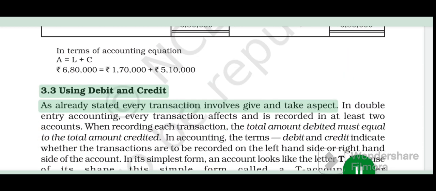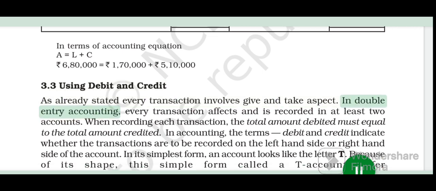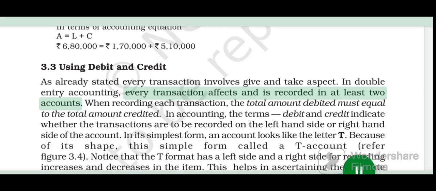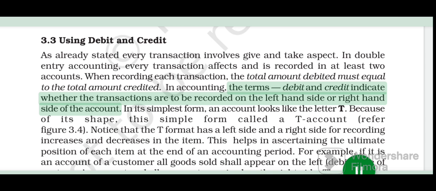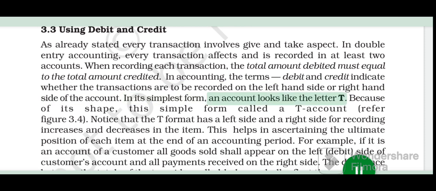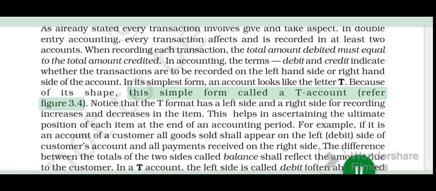3.3 Using debit and credit, as already stated, every transaction involves a give and take aspect. In double entry accounting, every transaction affects and is recorded in at least two accounts. When recording each transaction, the total amount debited must equal the total amount credited. In accounting, the terms debit and credit indicate whether the transactions are to be recorded on the left-hand side or right-hand side of the account. In its simplest form, an account looks like the letter T. Because of its shape, this simple form is called a T account, refer to figure 3.4.